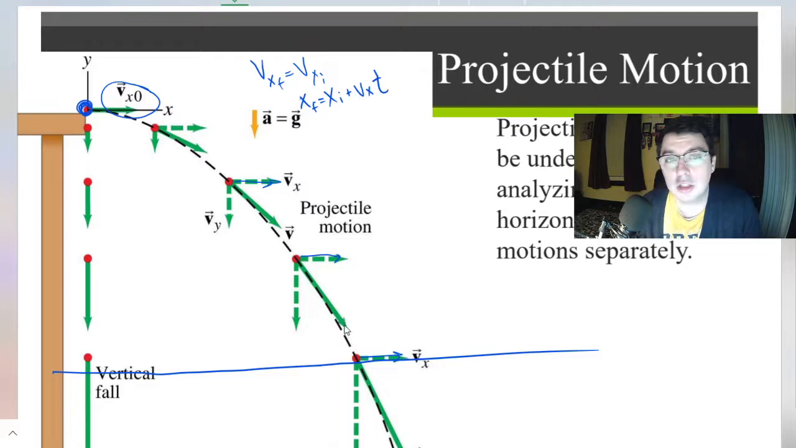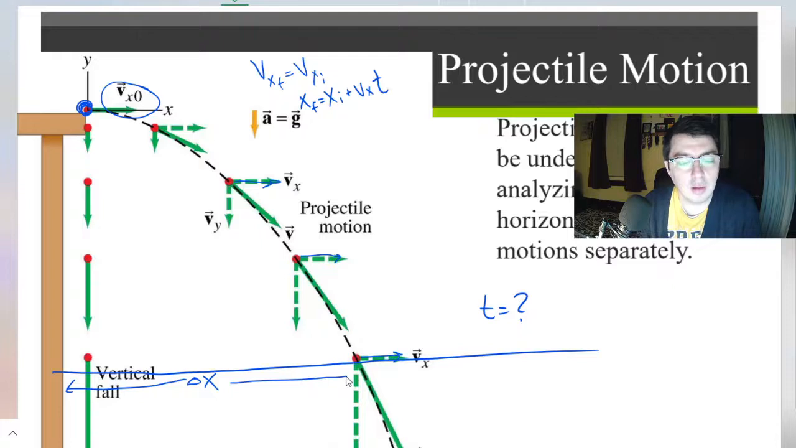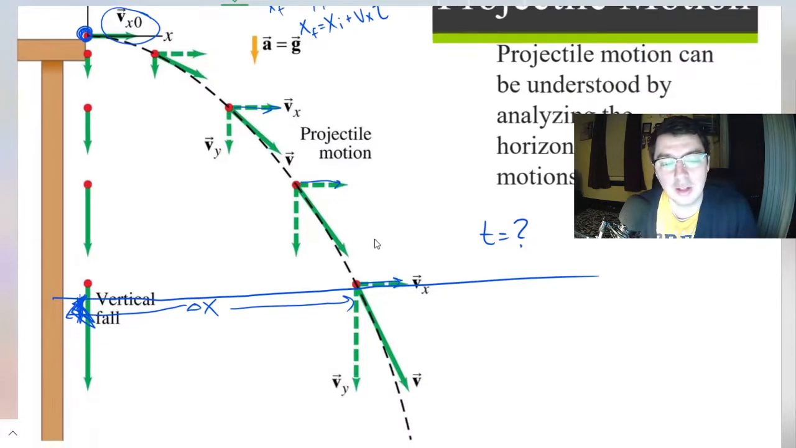The question asked for the time it takes to strike the floor. It asked for the horizontal distance that the marble moves before it strikes the floor. And then I tasked you with determining the velocity of the marble.